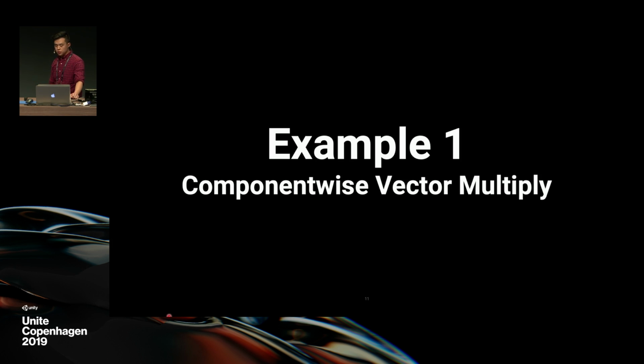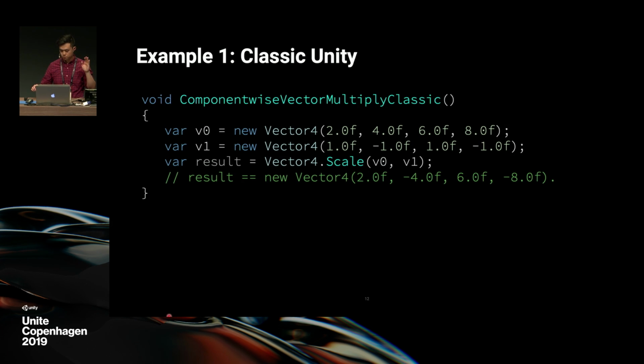First example. Componentwise vector multiplication. Componentwise vector multiplication here means you have 2 vectors, you got x, y, and z components, and say you want to multiply the x components together in each vector in the result. That's what we're doing here.